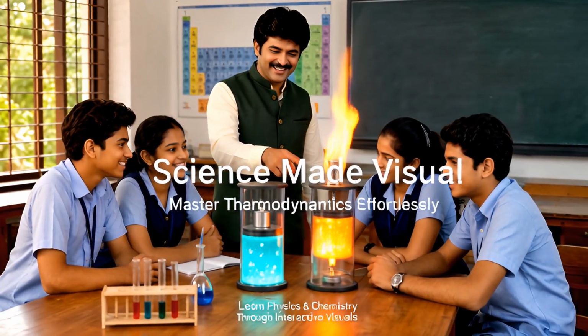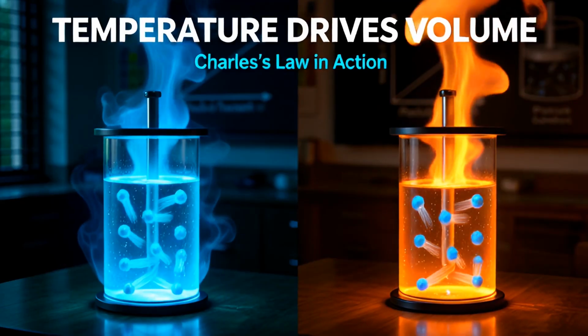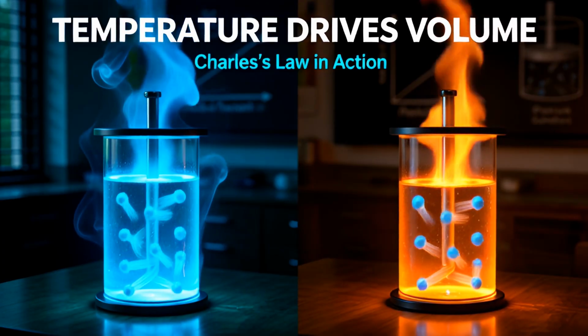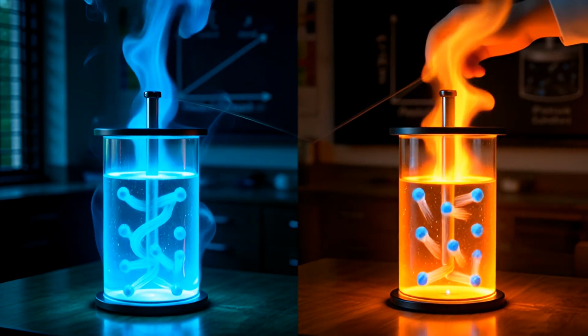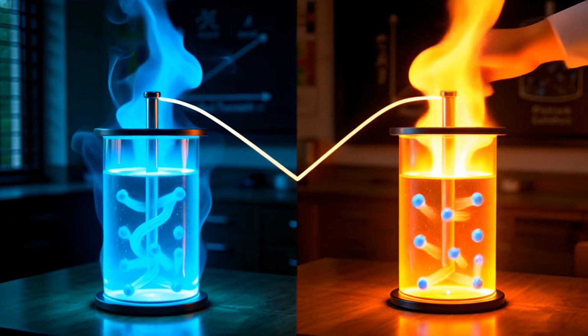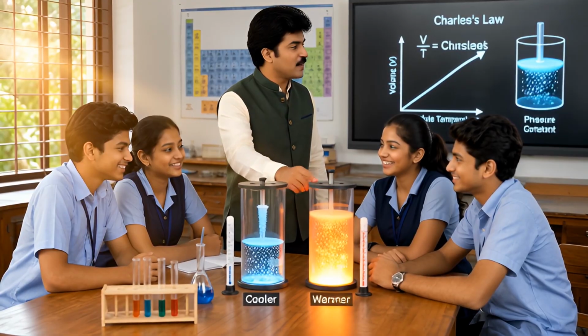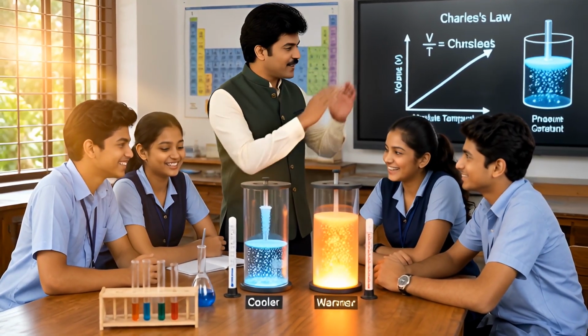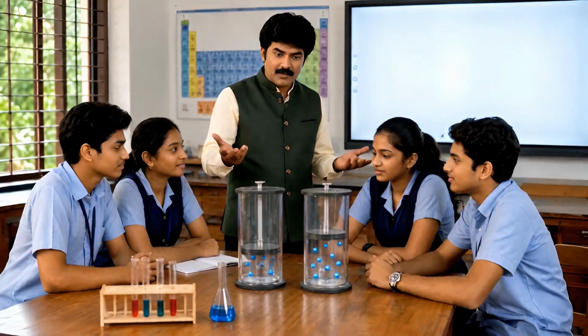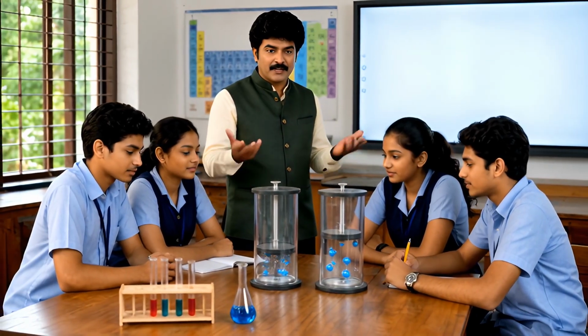Second question: what is Charles's law? Answer: when the pressure of a fixed amount of gas remains constant, its volume is directly proportional to its absolute temperature. When the temperature increases, the volume increases. When the temperature decreases, the volume decreases. This is Charles's law.